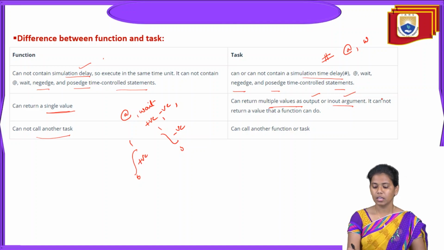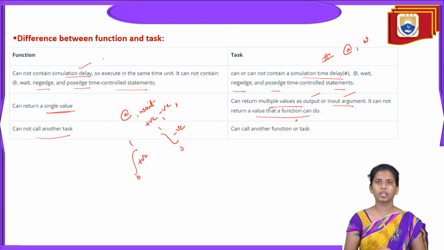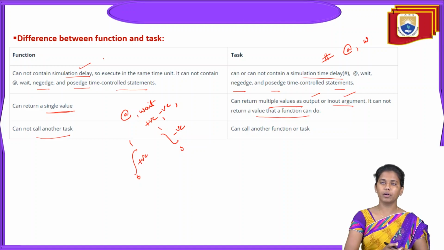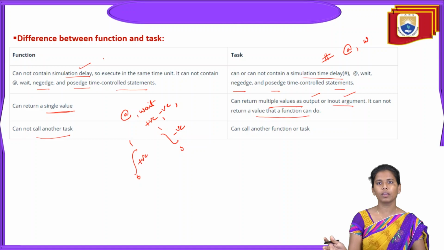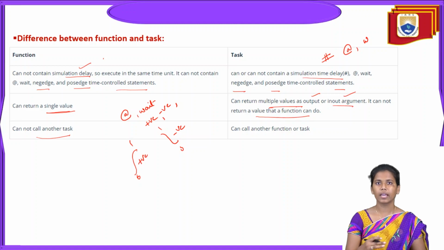And then it cannot return a value the way a function can. So here the task has to perform the work given to it, but it cannot return a value the way a function does. Whatever the function is doing in its work, the task cannot imitate the function. The task is different and the function is different. If the task has to do something, it has to do it in its own way, but it cannot imitate the function. That's what it's saying.